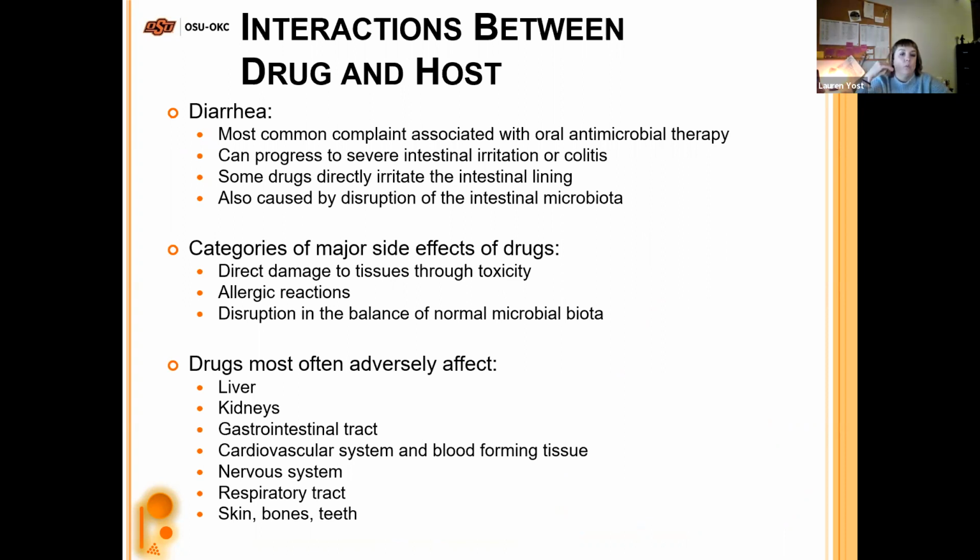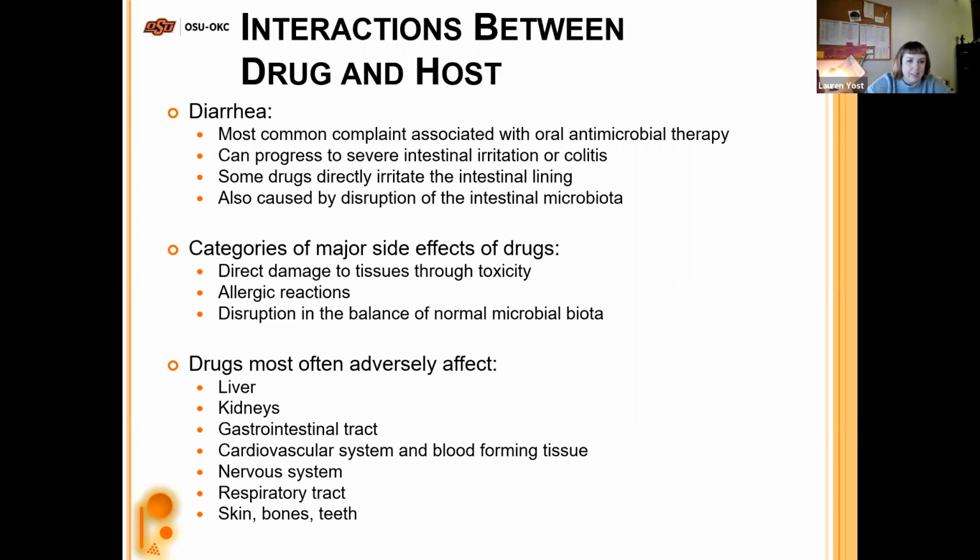Okay, so the most common side effect with taking these drugs is diarrhea. That makes sense. We're knocking out all of our normal biome and it's not going to work correctly anymore. And that can lead to intestinal irritation, colitis. It can irritate the intestinal lining and disrupt intestinal microbiota, of course. We also have side effects that include direct damage to the tissues through toxicity, allergic reactions, or disruption in the balance of the normal biota.